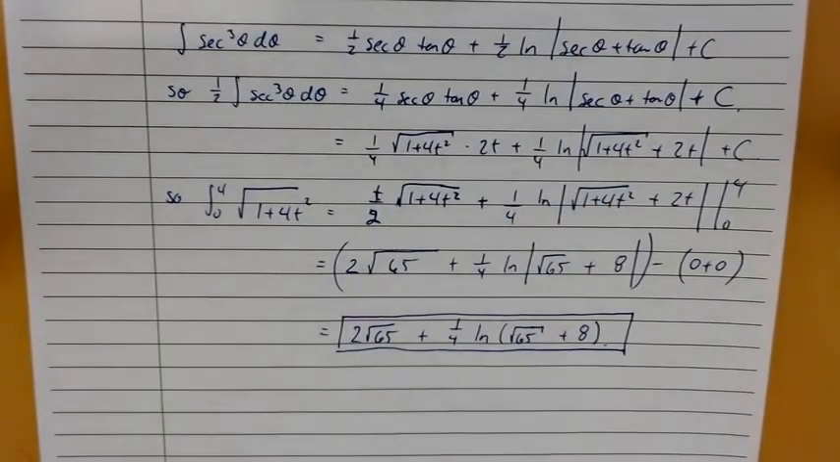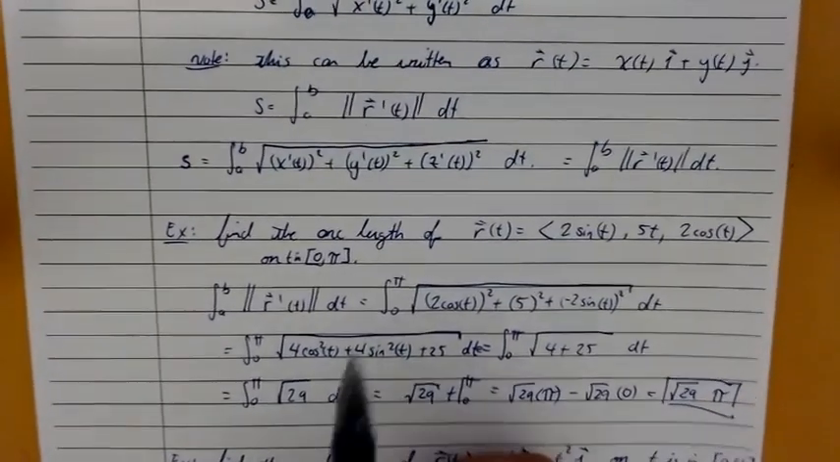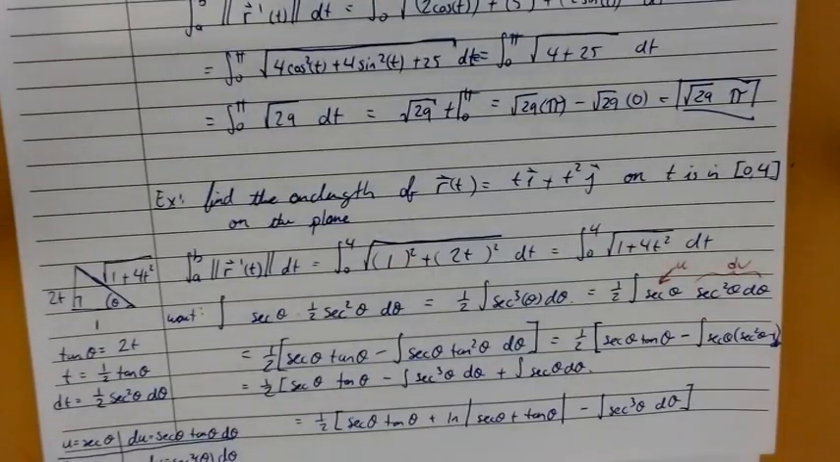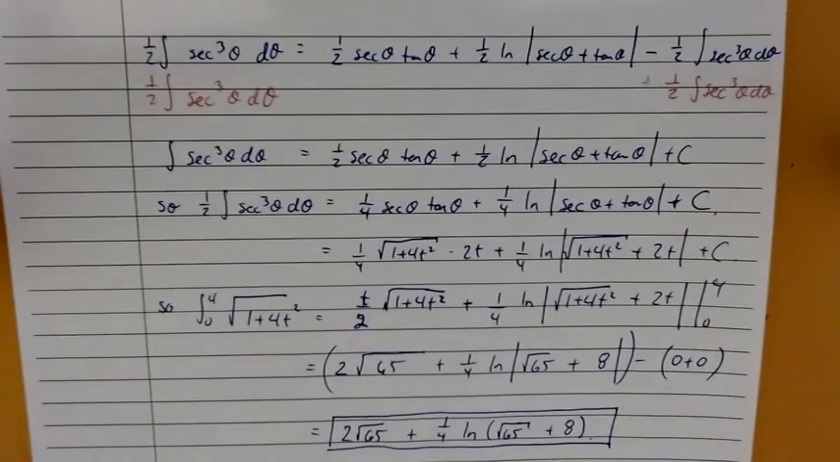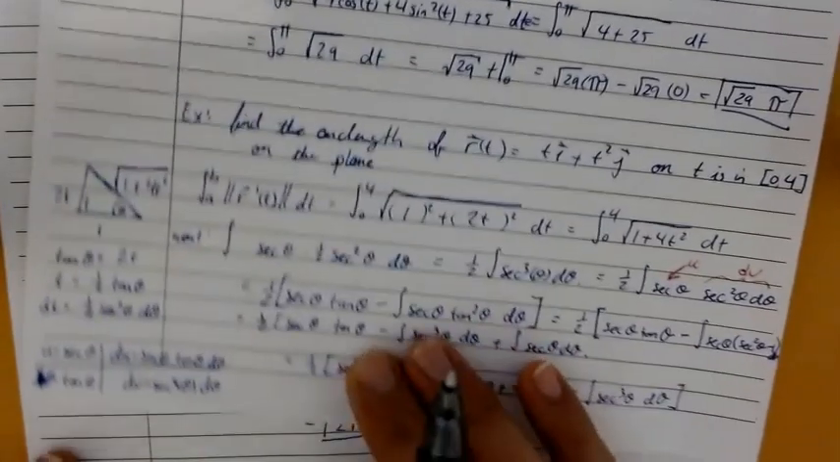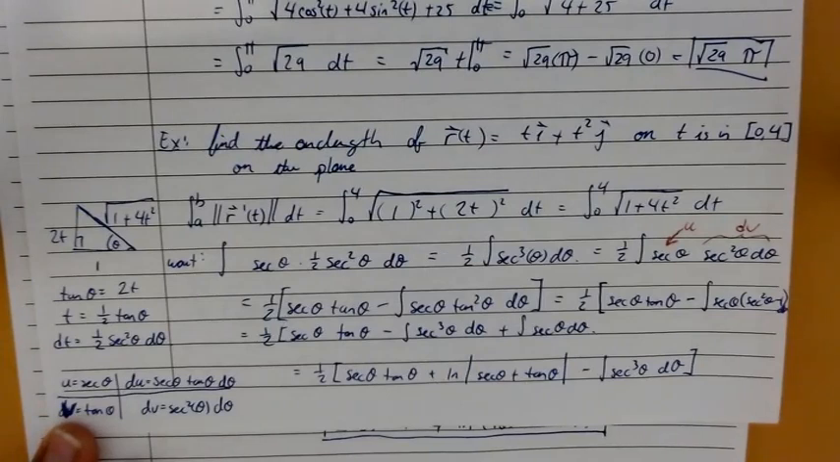A couple of things to note here. One, just because something's in the plane does not make it easy. Here, this was in space and worked out relatively nicely. This was in the plane and required quite a bit of work. What makes it difficult or simple is not the number of dimensions that it's in, but rather the particular integration that you have to complete.